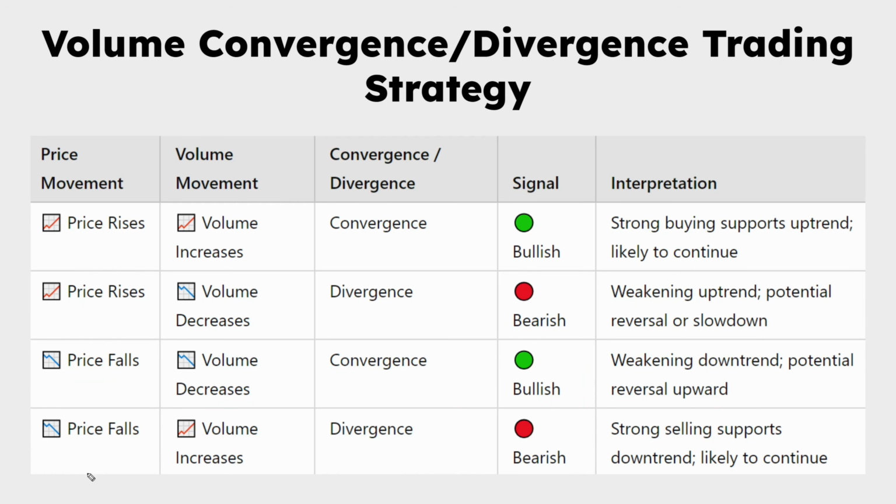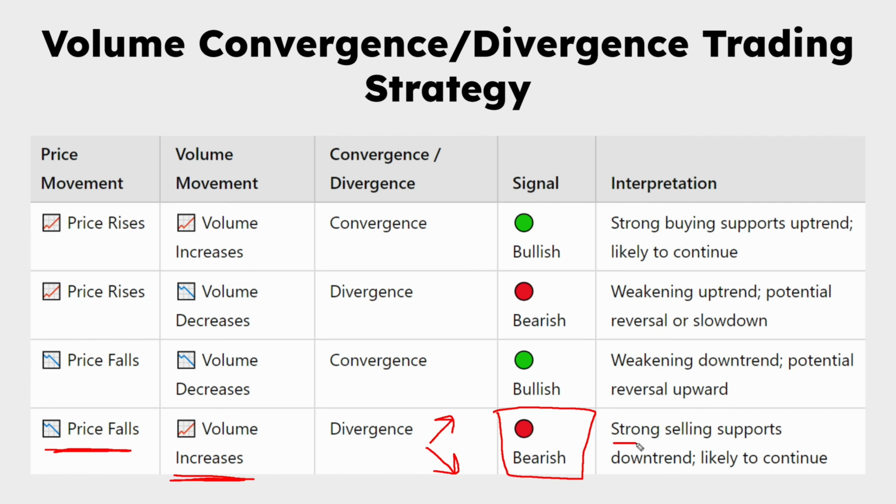Last but definitely not least here, we have when the price falls and the volume increases. This right here is a divergence. The price goes in the opposite direction of the volume, right? And what is the signal type? Well, this right here is of course bearish. Why is this bearish? Well, the price goes down, the volume increases, more and more sellers are supporting the downtrend.